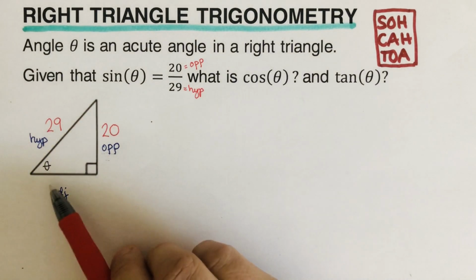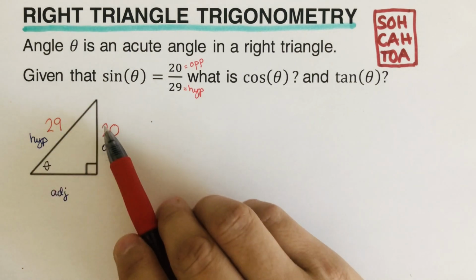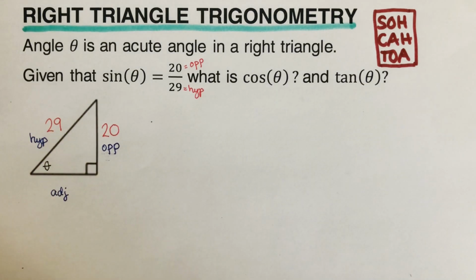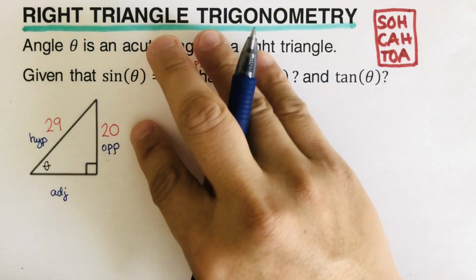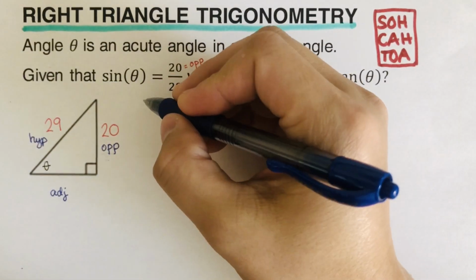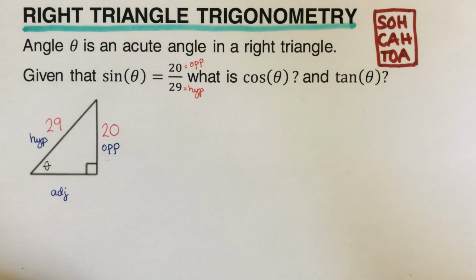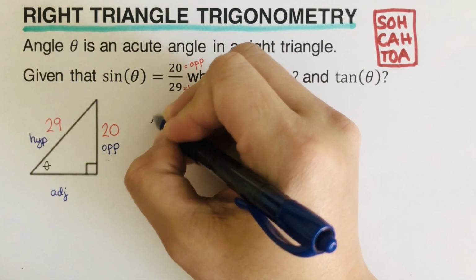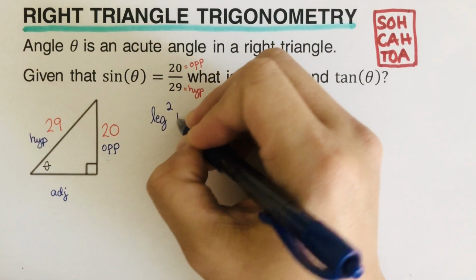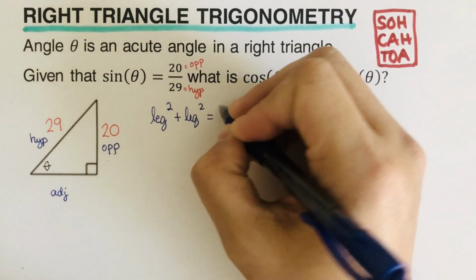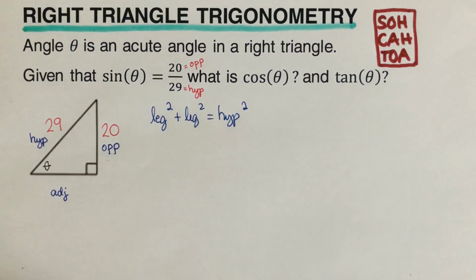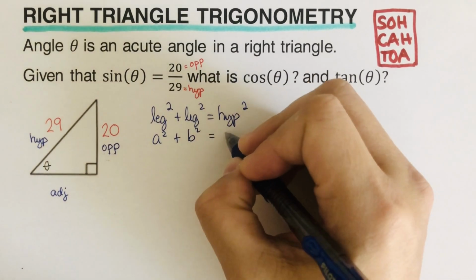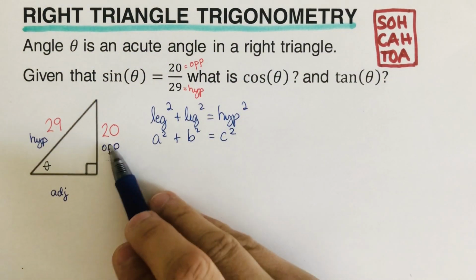So we are going to solve for the adjacent. Since this is a right triangle and we are given two sides and the angle is missing, we are supposed to use the Pythagorean Theorem. Again, there's another video that talks about how to use the Pythagorean Theorem to solve for a missing side length of the triangle. I will put the link of that video in the description box below. The formula for the Pythagorean Theorem is leg squared plus leg squared equals hypotenuse squared, or in other textbooks, a squared plus b squared equals c squared. The a and b are the two legs.